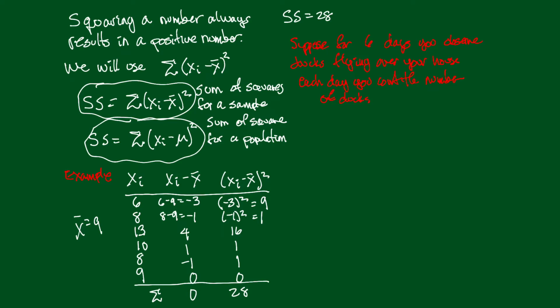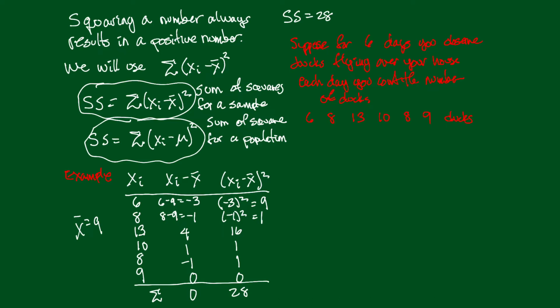On day 1, you get 6 ducks. On day 2, you get 8 ducks flying over your house. Day 3, 13 ducks. Day 4, 10 ducks. Day 5, 8 ducks. And day 6, 9 ducks, okay? So these are all ducks.